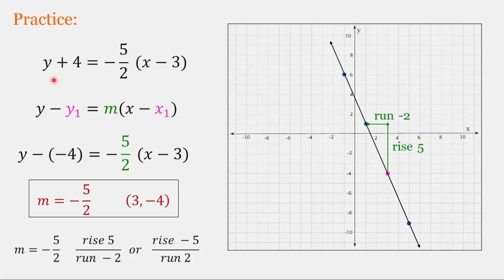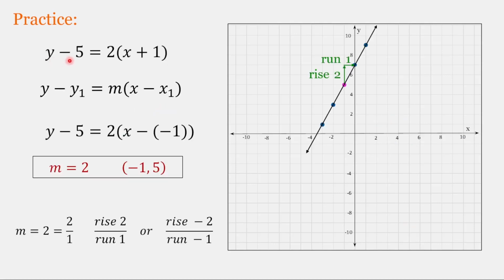So for this first problem, we have the equation y plus 4 equal to negative 5 halves times the quantity x minus 3. This will give us the starting point 3, negative 4. And then with a slope of negative 5 halves, we can view that as rising 5, going up 5, and then going to the left 2. So up 5 to the left 2. Or we can go down 5 and to the right 2. And then connecting those points, we have our line.